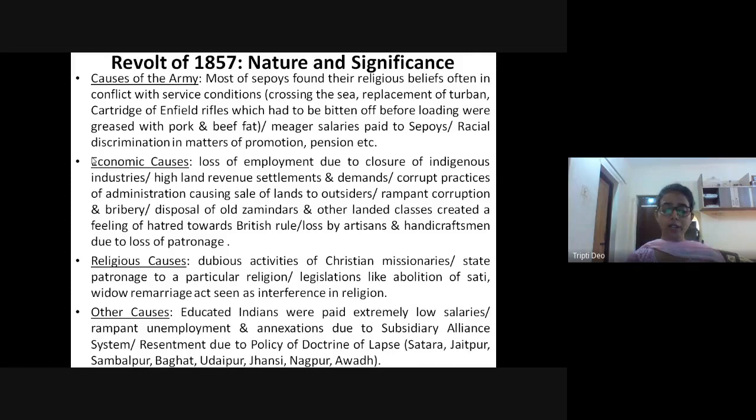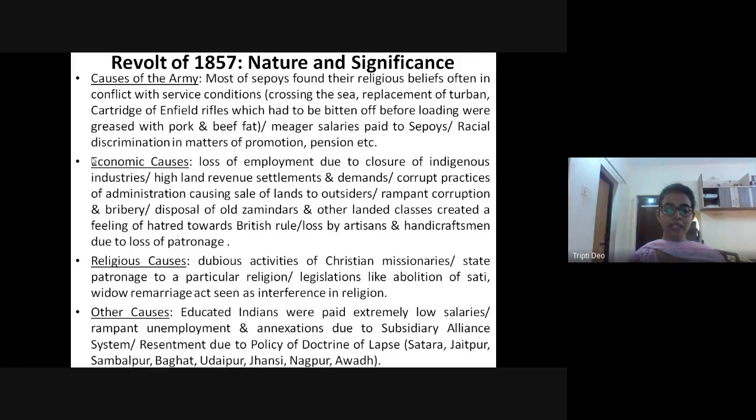Yes, there were also religious causes, like the dubious activities of Christian missionaries. They had a major presence in the Indian subcontinent, but it was not liked by the Indians, the locals of those regions. There was also state patronage to a particular religion. The British favored Christianity over any religion that Indians were practicing, and Indians did not feel good about that patronage.